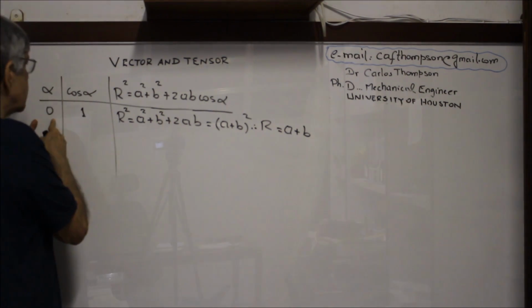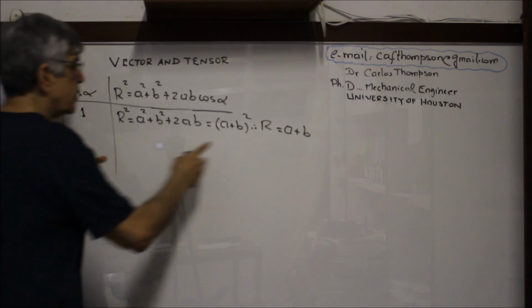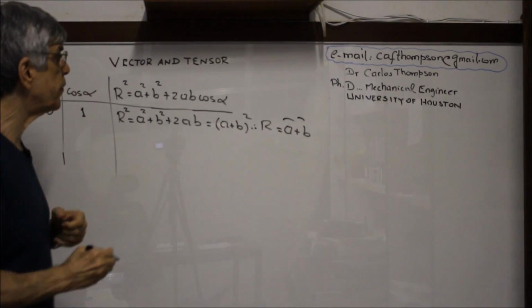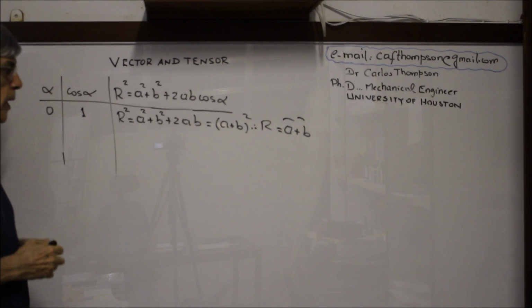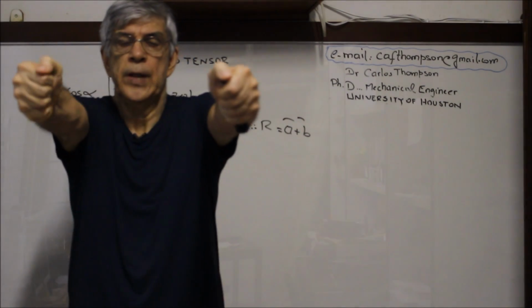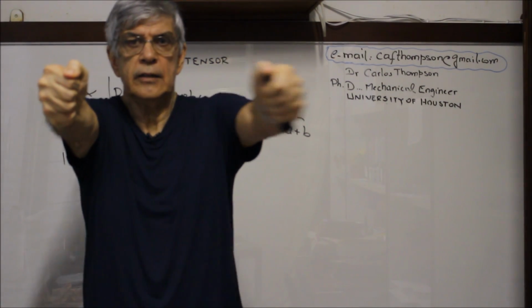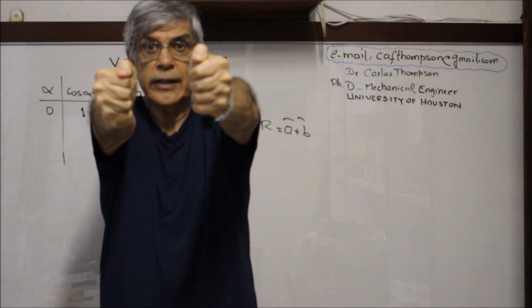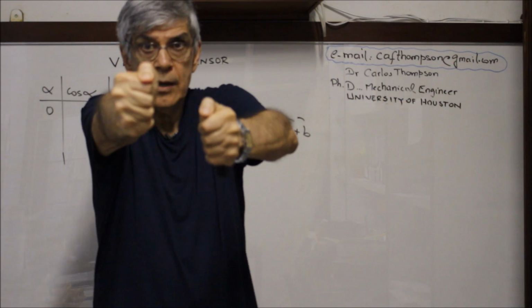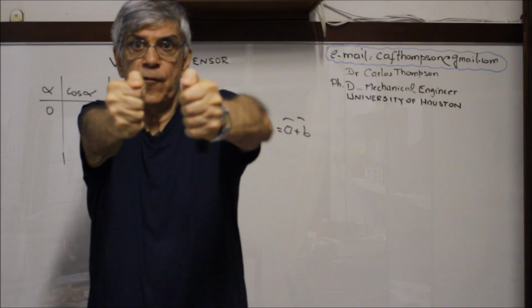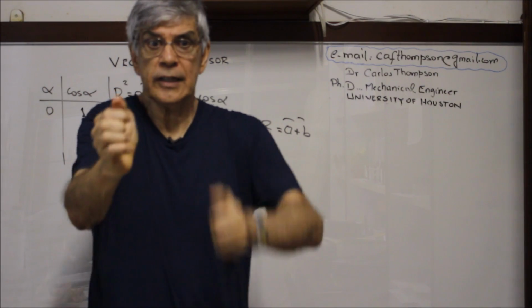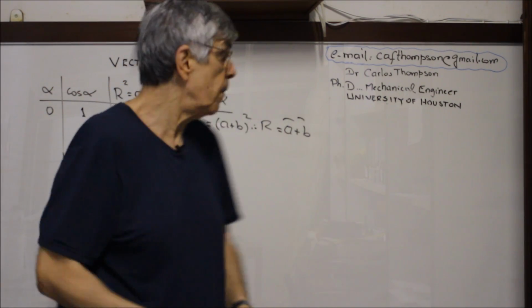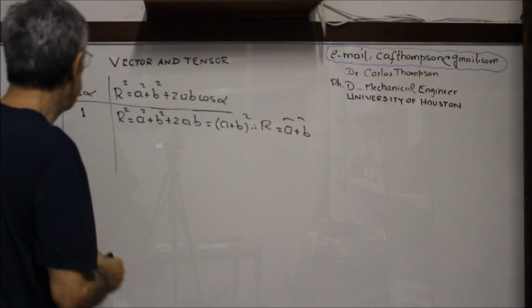So if the angle is 0, the resultant is just the sum of the magnitudes of each vector. Look, here is 0 degrees, this is 90 degrees, this is 180 degrees. If the angle is 0 and you pull me with a force like that and a force like that, the result is the sum of this force plus this force, because the angle is 0. So that's what we got here.